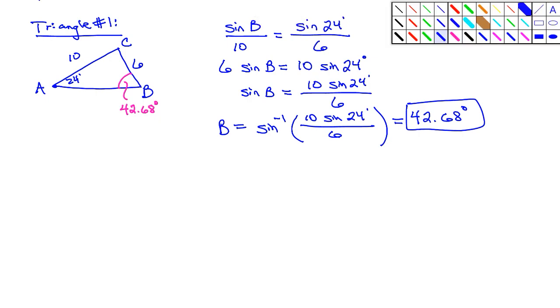Now that we have two angles, we can get the third angle using the fact that the sum of the angles of a triangle is 180 degrees. And that third angle is 113.32 degrees.